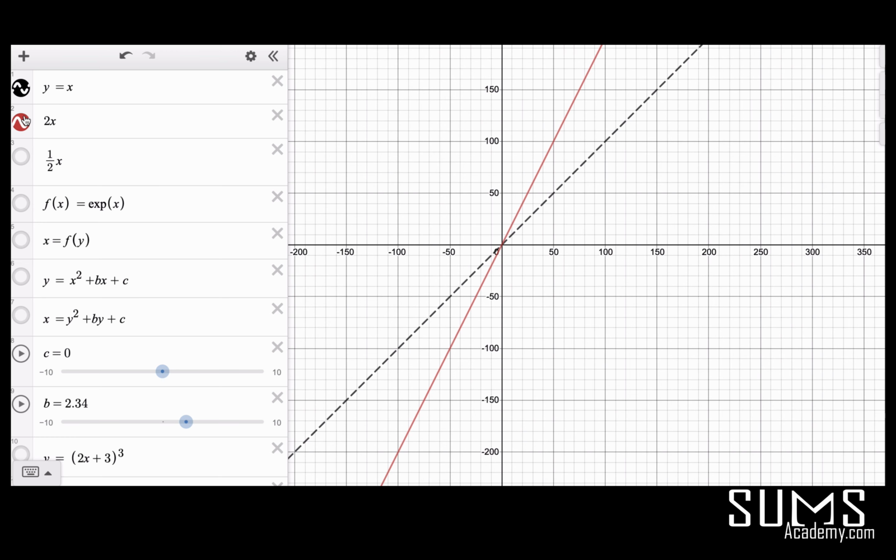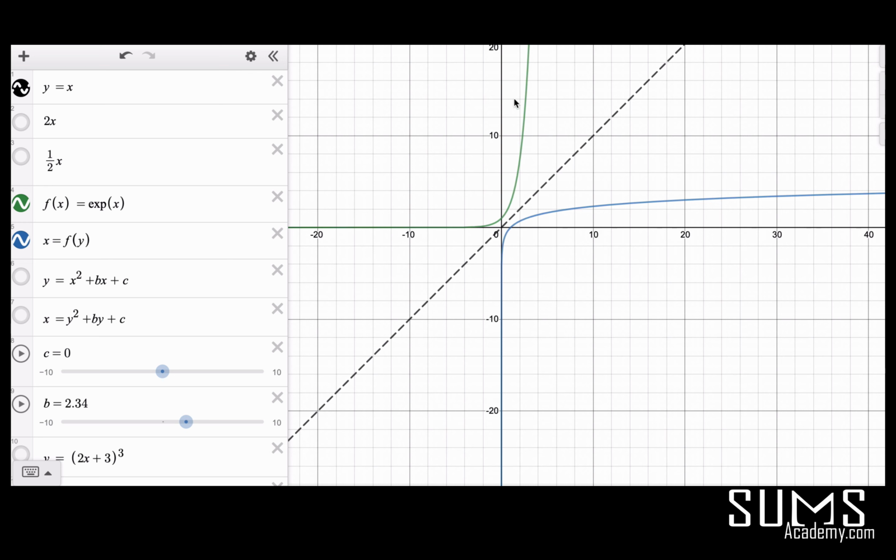So if we have the graph of 2x, well, we know the inverse of y equals 2x is 1 over x. And you can see here it's perfectly reflected in this y equals x line. What if you have, like the example we just saw, I'll zoom in a bit to make it a bit clearer.